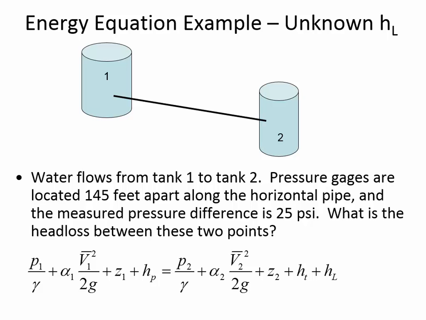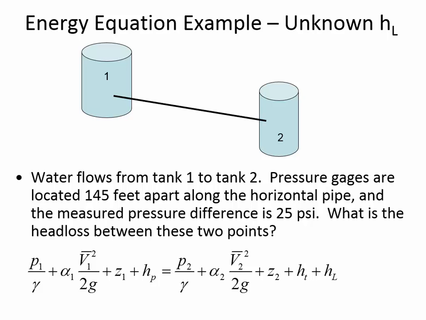That's the distance between them. And then the pressure difference, the delta P, is 25 psi. All right, so we want to know what is the head loss between the 2 points. So let's put that into the energy equation and see what we get. In traditional units, the unit weight of water, gamma, is 62.4 pounds of force per cubic foot.